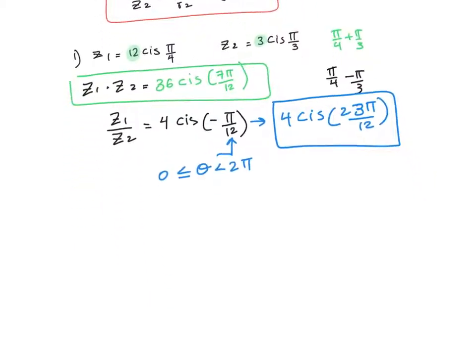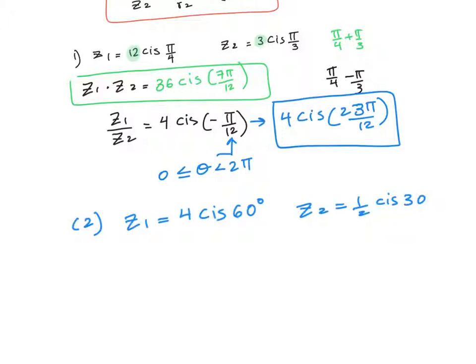So let's take example number 2. I would like you to pause the video and try it on your own. So Z1 is 4 cis 60 degrees, and Z2 is half cis 30. I would like you to divide Z1 and Z2, multiply Z1 and Z2, and actually write out both the polar and the rectangular form if it's possible.